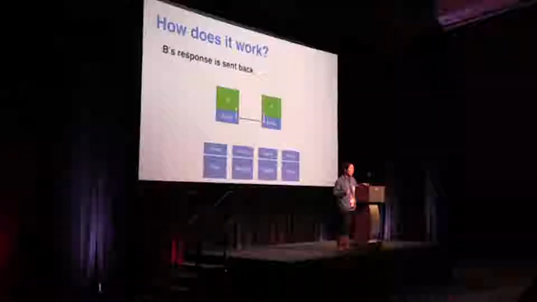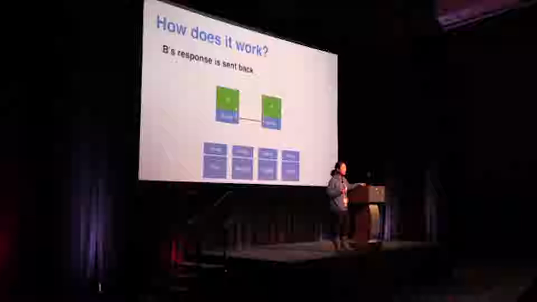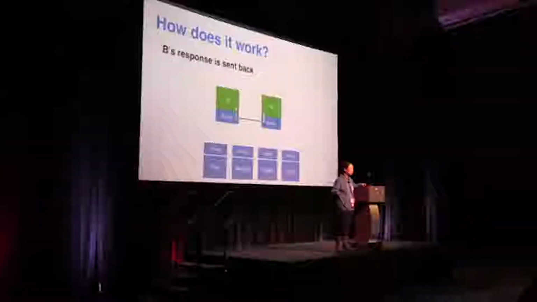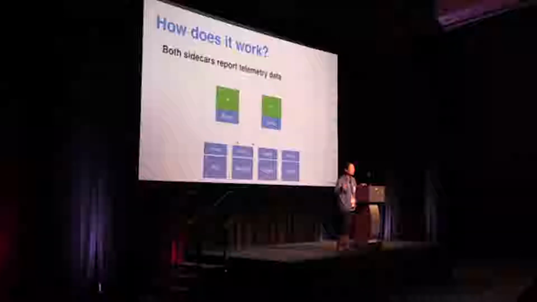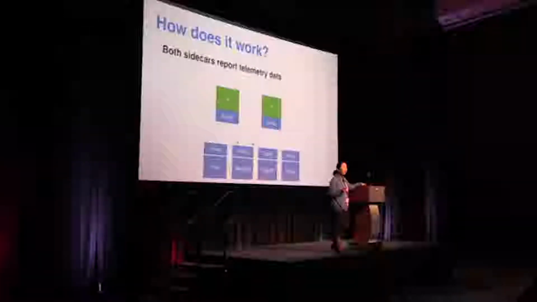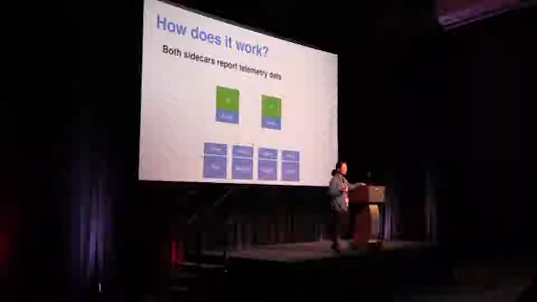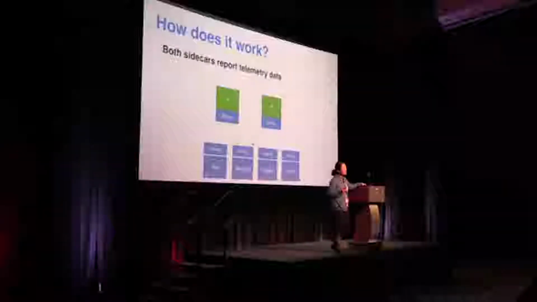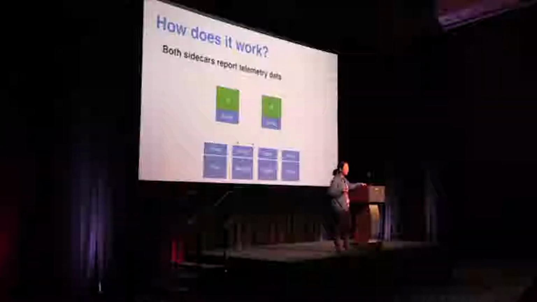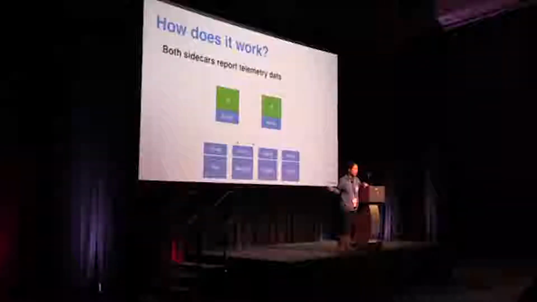Then when the response comes back, it goes from B to B's sidecar, which tracks the traffic through Envoy. Then both of the sidecars also asynchronously report telemetry data. It's reported from A on the client side and B on the server side, through Envoy, to the telemetry component of Istio.